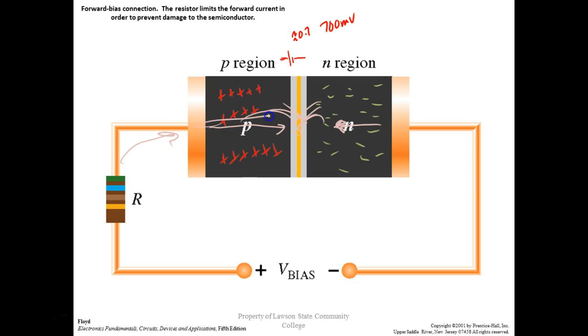And here it's going to be holes. Over here it's going to be electrons. And they just do what? They just merge right there in the center. You've got electrons looking for holes. We're forcing holes toward the junction. We're forcing electrons toward the junction. They just combine and fall right into it.